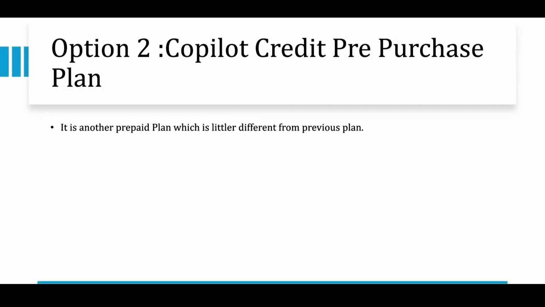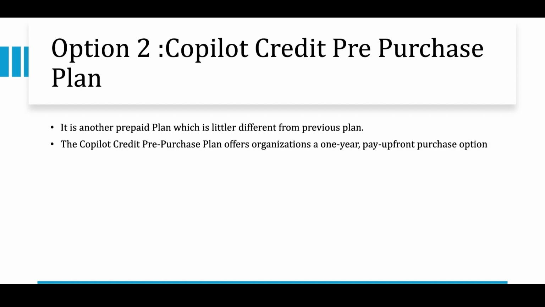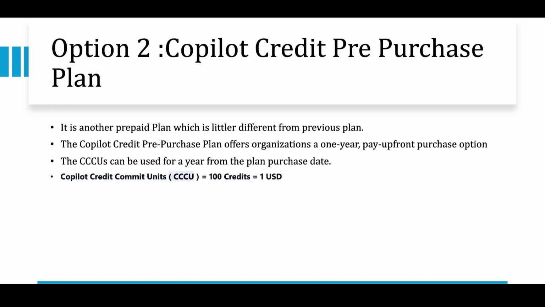Now let's talk about option 2, the Copilot Credit pre-purchase plan. It is another prepaid plan which is a little different from the previous plan. The Copilot Credit pre-purchase plan offers organizations a 1-year pay upfront purchase option. CCU can be used for a year from the plan purchase date. And what is CCU? It is equal to 100 credits, which is equal to 1 USD.